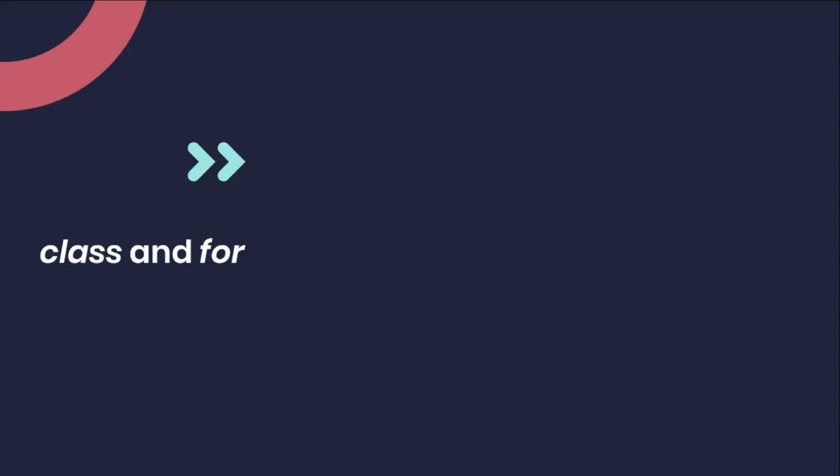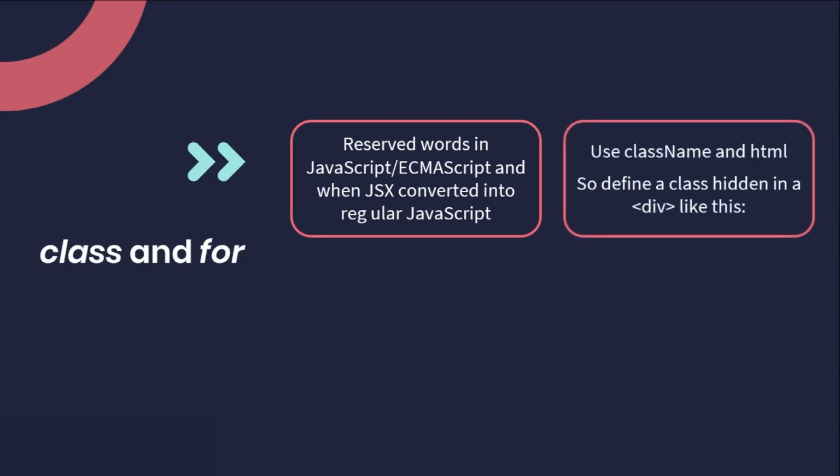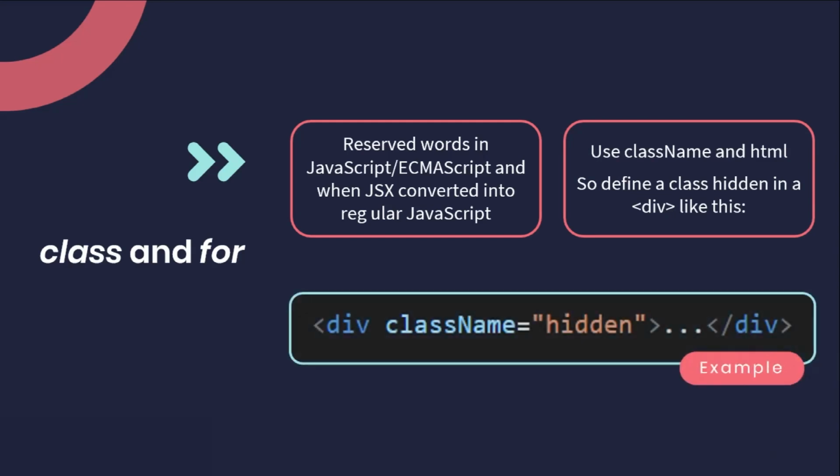React and JSX accept any attribute that's a standard HTML attribute, except class and for. Those names are reserved keywords in JavaScript and ECMAScript, and when JSX is converted into regular JavaScript, use className and htmlFor instead. For example, if you have a class hidden, you can define it in a div, like this.